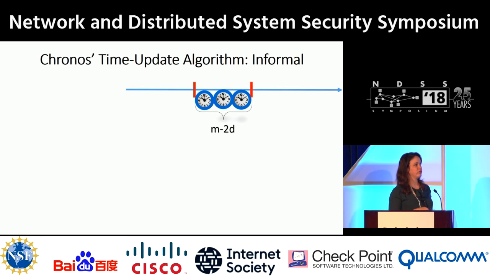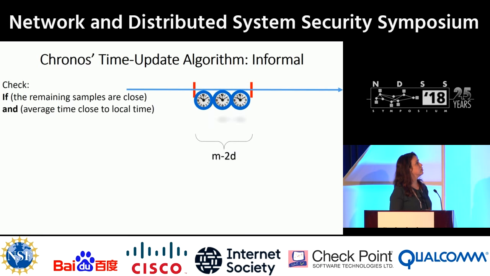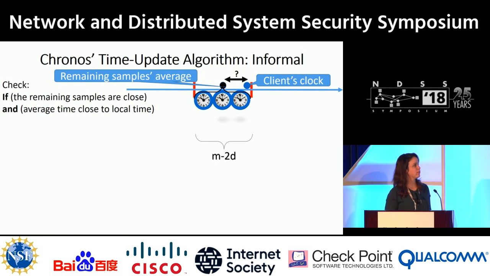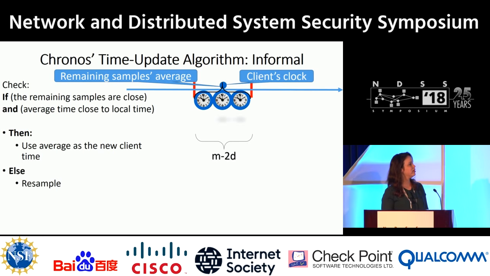And we focus on the remaining set. Now, we check first if the remaining samples are close to each other. And secondly, if their average time is close to the local time, to the client's time. If both of these conditions are satisfied, then the average will be the new client's time. Otherwise, if we fail, we resample.